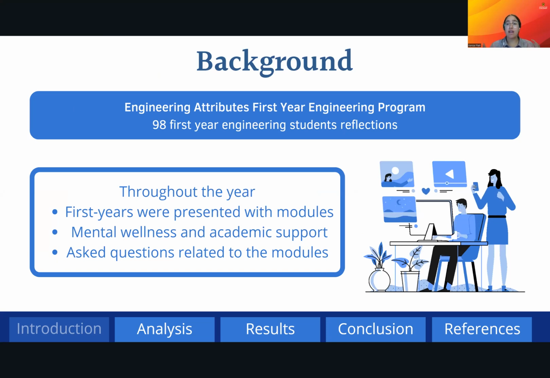So, a bit of background. We have about 900 plus engineering students in first year, and we got the permission of a sample of 98 first year engineering students. And in the engineering attributes program, throughout the year, first years were presented modules related to mental wellness and overall academic support, and were asked questions related to these modules.